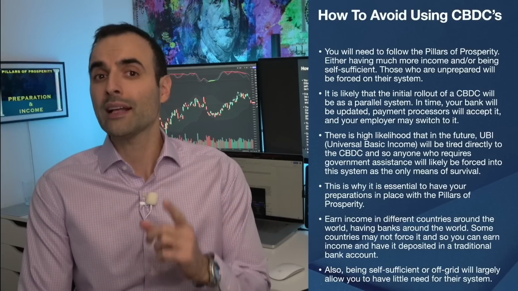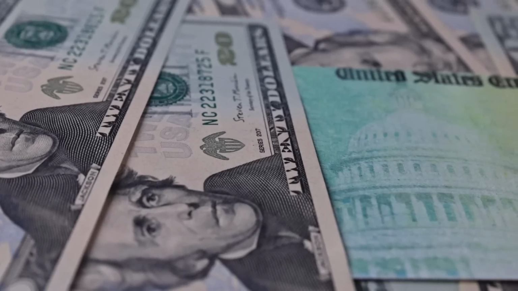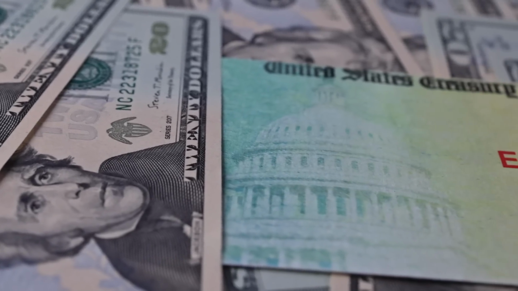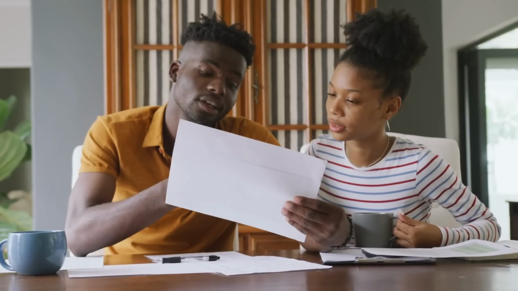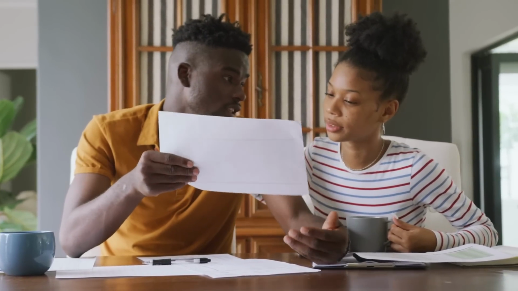There is a high likelihood that in the future, UBI, or Universal Basic Income, will be tied directly to the CBDC, and so anyone who requires government assistance will likely be forced into this system as the only means of survival. This is why it is essential to have your preparations in place with the pillars of prosperity.